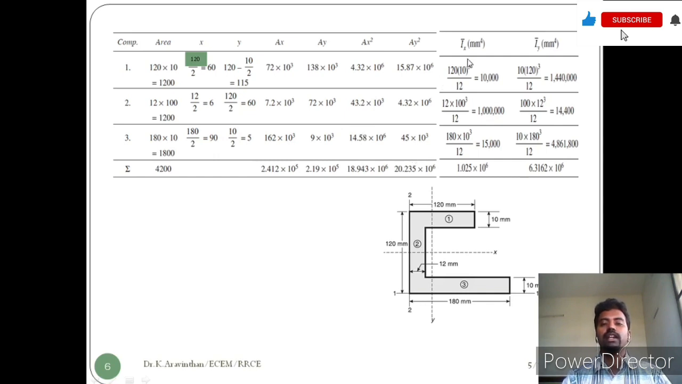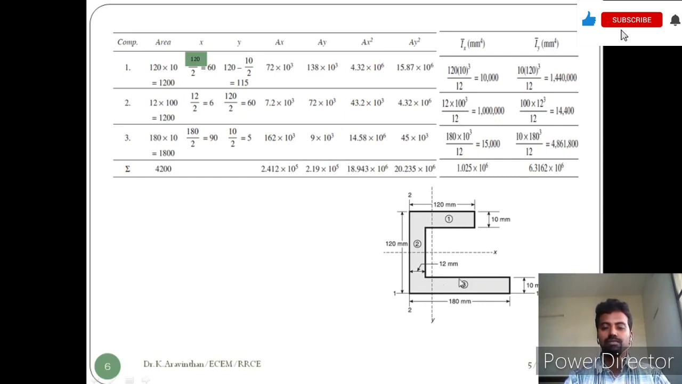And finally, let us find the I bar X and I bar Y. For each and every element, you have to find the moment of inertia. So for finding IX, the formula is B d cube divided by 12. So B is breadth, D is depth. So here the breadth and depth are 120 into 10. So 120 into 10 cube by 12. The second component is breadth 12 and the depth is 100 mm. So 12 into 100 cube divided by 12.